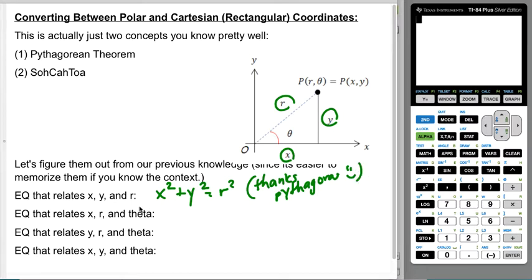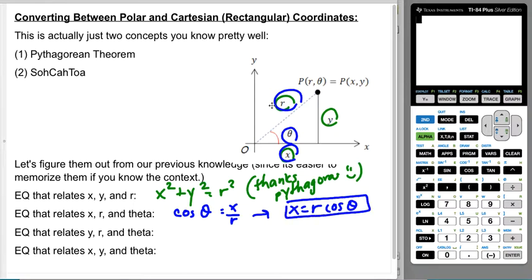Next, I want one that relates x and r and theta. Well, that's just cosine, right? So cosine of theta should be x over r. The way we're usually going to write this is x equals r cosine of theta. So that's going to be kind of useful, right? Then I want one that relates y and r and theta. So the sine of theta is y on top of r, meaning I can write this as y equals r sine theta.